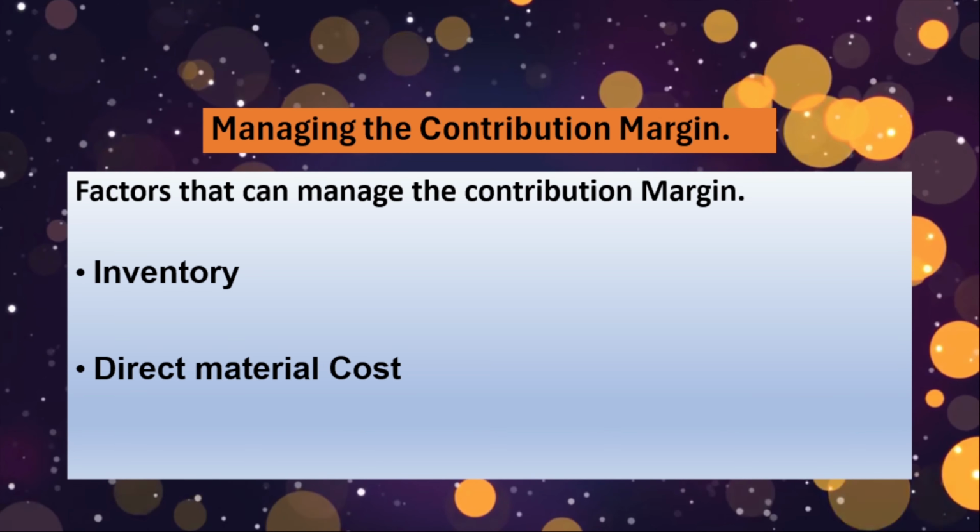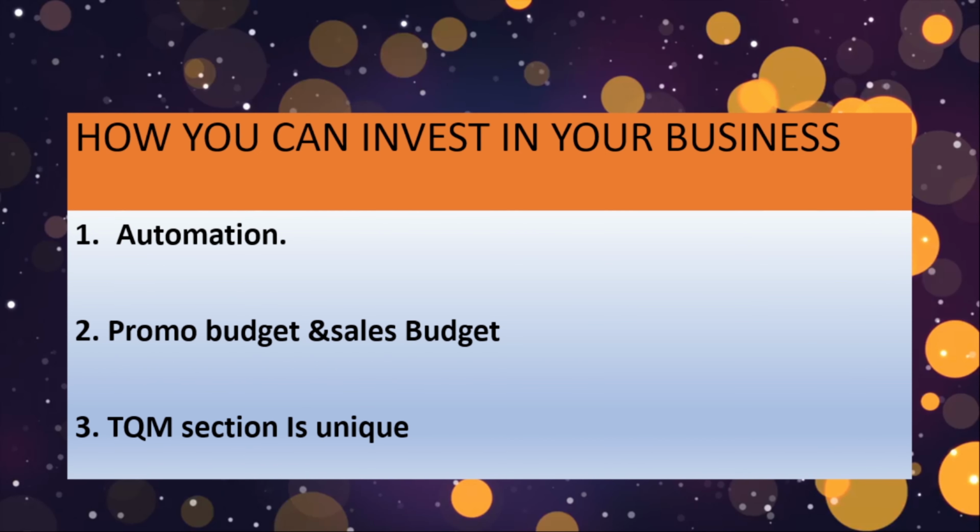The next one is, how can you invest in your business? Like, how can you make your business so much more profitable so that you can aim at increasing your contribution margin? The first one is automation, because you should consider investing in automation, particularly in the production section of your decisions. While it can be very expensive, it's often worth every penny. It can help reduce the production cost, especially the labor cost.